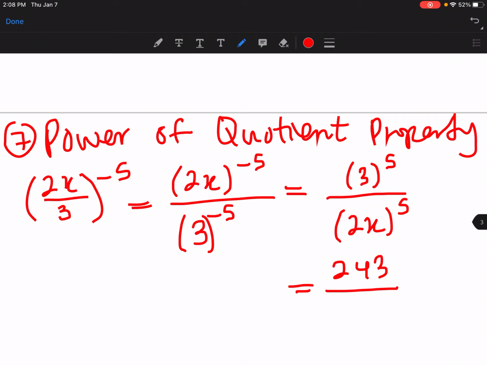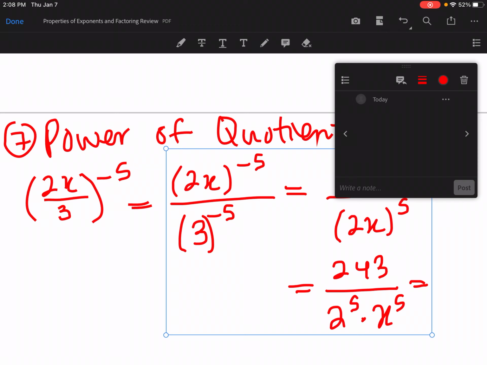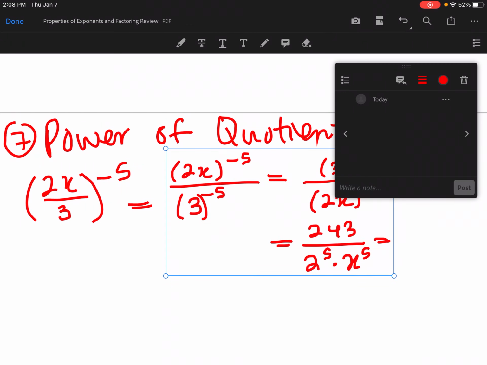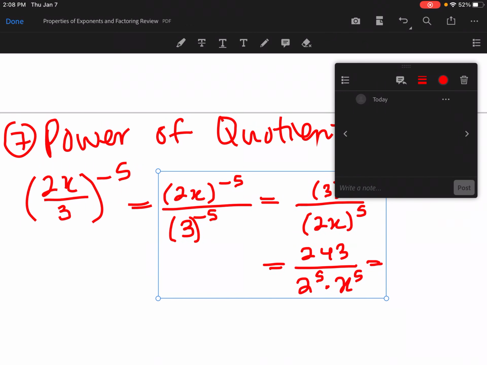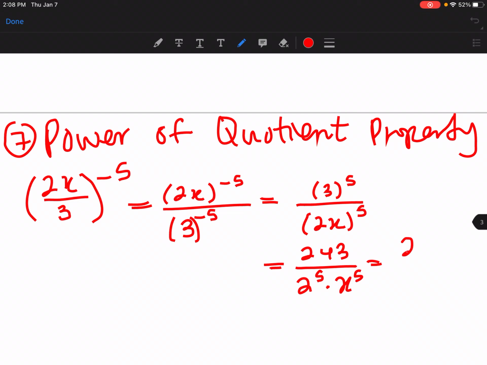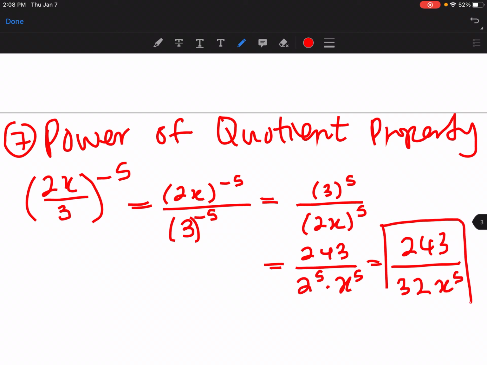And then below here, when you have 2x to the 5th, we need to raise both the 2 to the 5th power and x to the 5th power. Therefore, for this one, let me reduce that down a little bit. My answer is 243 all over 2 to the 5th, which is 32. x to the 5th is, well, still x to the 5th.